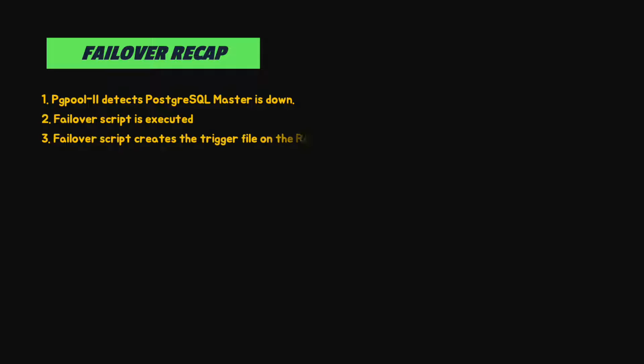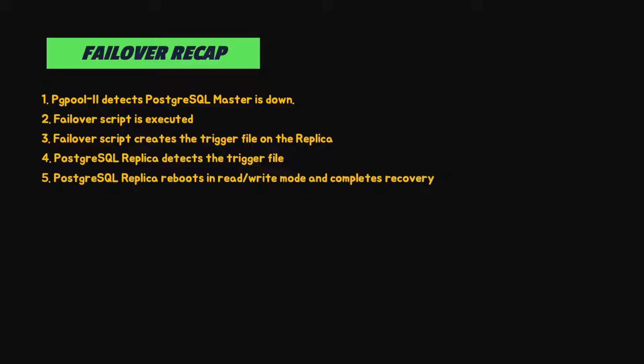To recap, the sequence of the events is as follows. First, the Pgpool middleware realizes that the master is down, then it executes the failover script. The failover script creates the trigger file in the slave data directory. The slave, which keeps polling for the trigger file, notices it, and finally, the slave reboots in read-write mode. Earlier, it was in read-only mode. It completes recovery.